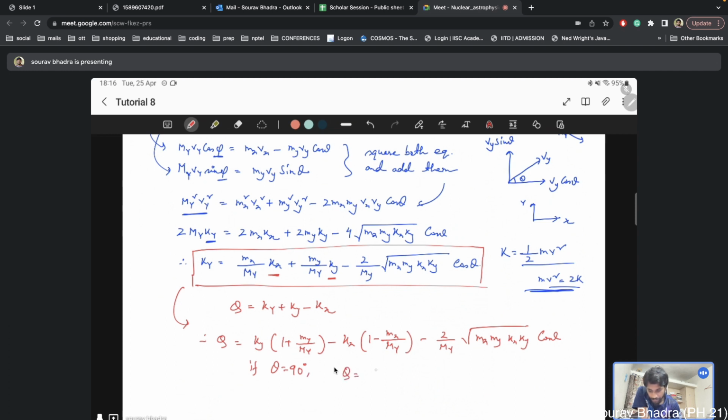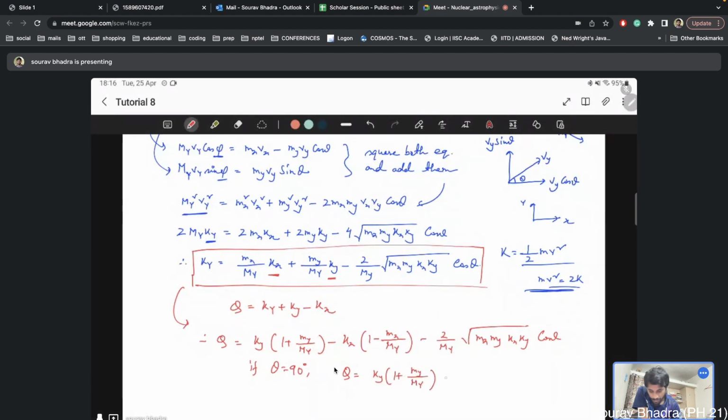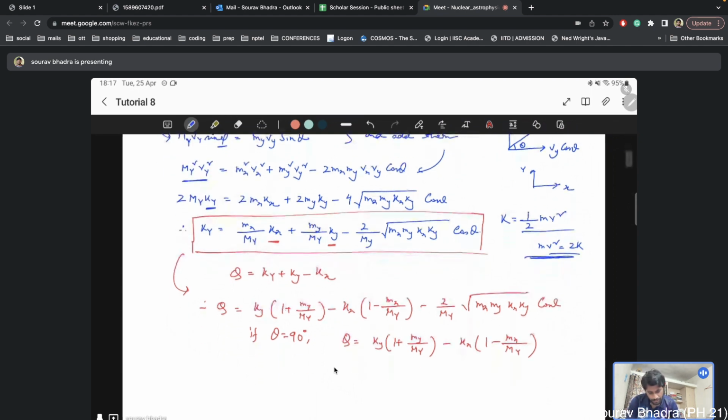And in a special case, if we consider theta is 90 degrees, just a consideration, then your Q will be just Ky (1 plus my by capital My) minus Kx (1 minus mx by my). So this is just a specialization. Now you don't have to remember the special part, but this is important. Okay, just I have replaced that Ky in terms of Q.